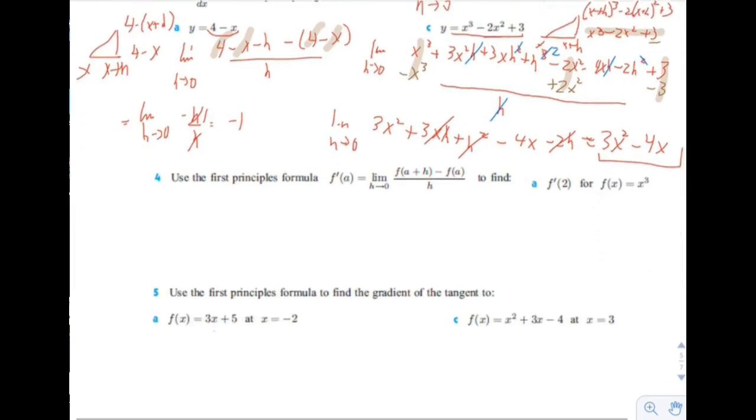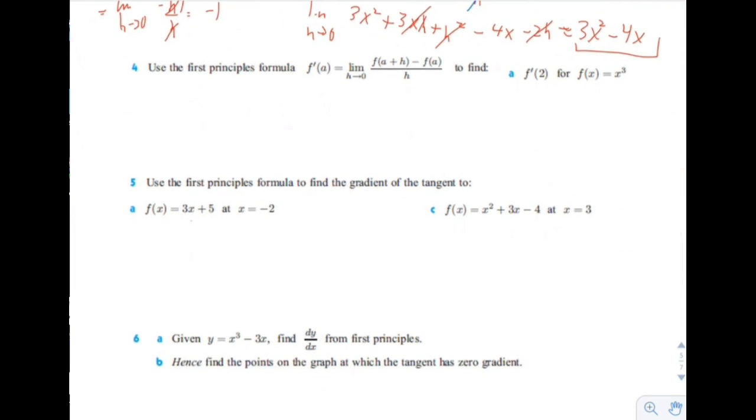Number 4, use the first principles formula, f dash a, to find f dash 2 for f of x equals x cubed. Okay, so now we're going to draw our little triangle. And we're going to have, instead of x and x plus h, now 2 and 2 plus h. And on the y side, we're just going to put 2 in for x cubed. We get 8, right? 2 cubed is 8. And the other one's going to be 2 plus h cubed.